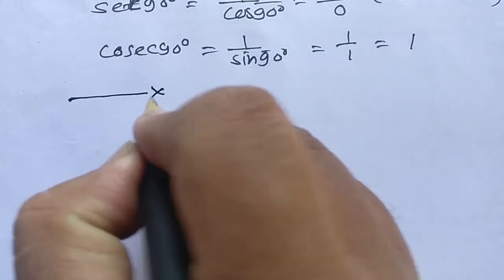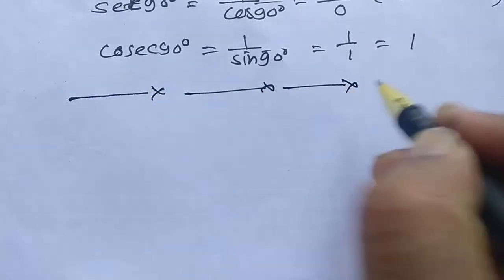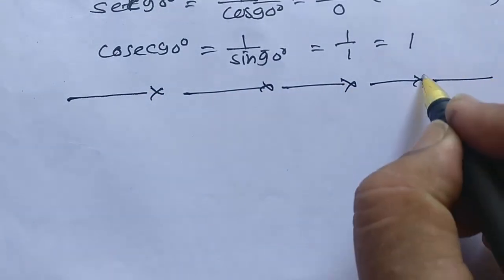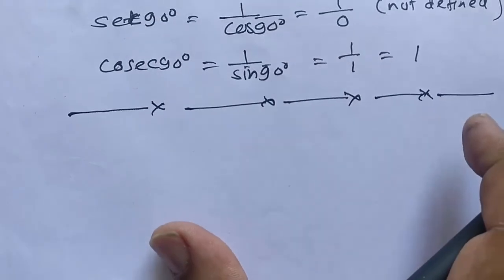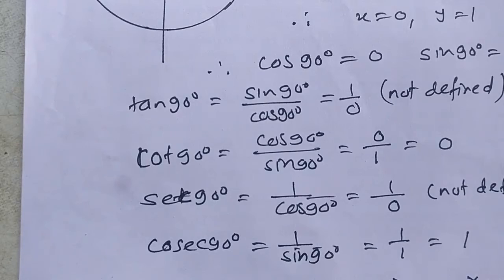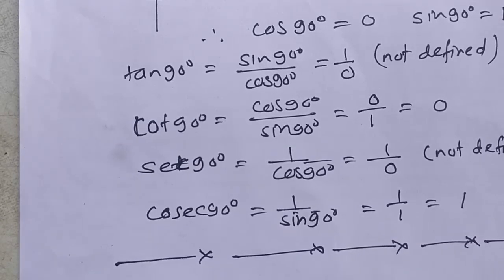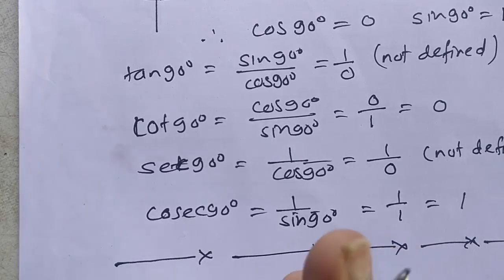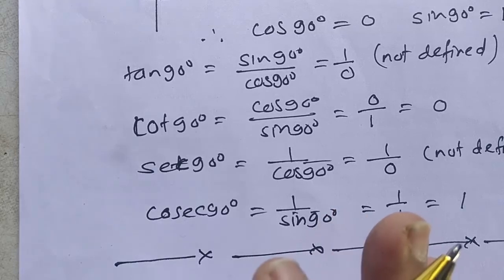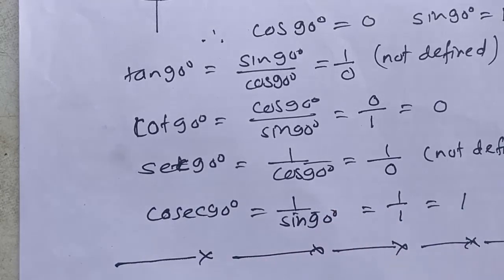So, in this way we find all trigonometric ratios of special angles 0 degree, 30 degree, 60 degree, 45 degree and 90 degree. Based on this, we can find trigonometric ratios of 150 degree, 120 degree, 180 degree, 270 degree, etc.